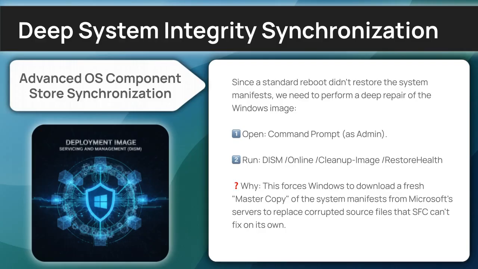First, open command prompt as admin. Second, you're going to type dism /online /cleanup-image /restorehealth, then hit enter. Why are we doing this? Well, this forces Windows to download a fresh master copy of the system manifests from Microsoft servers to replace corrupted source files that SFC can't fix on its own.